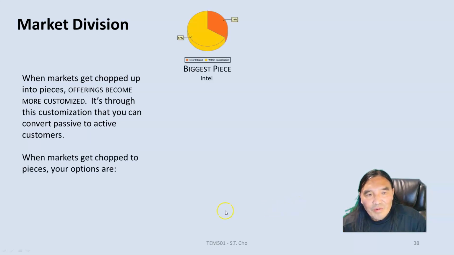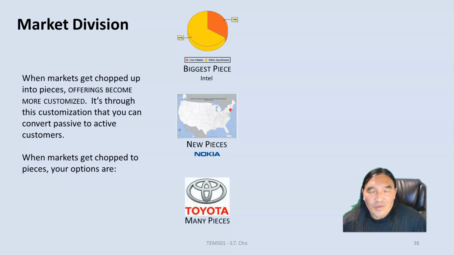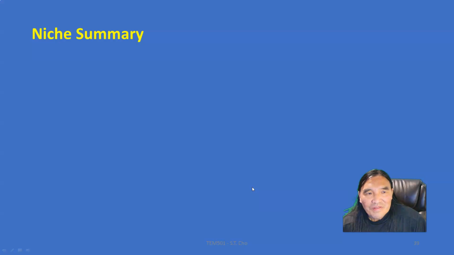Now, offerings become more customized. And so when you look at pieces of the market, what do you go after? Do you go after the biggest piece, the new pieces? Control many pieces. That's what Toyota does, meaning they do parts and cars and everything else. Or if your market is growing, why do you have to do anything? Just entrench yourself, make sure you own that market, and just grow as the market grows. And PWM is actually a European company that just makes signs for gas stations. And that's how they've grown.